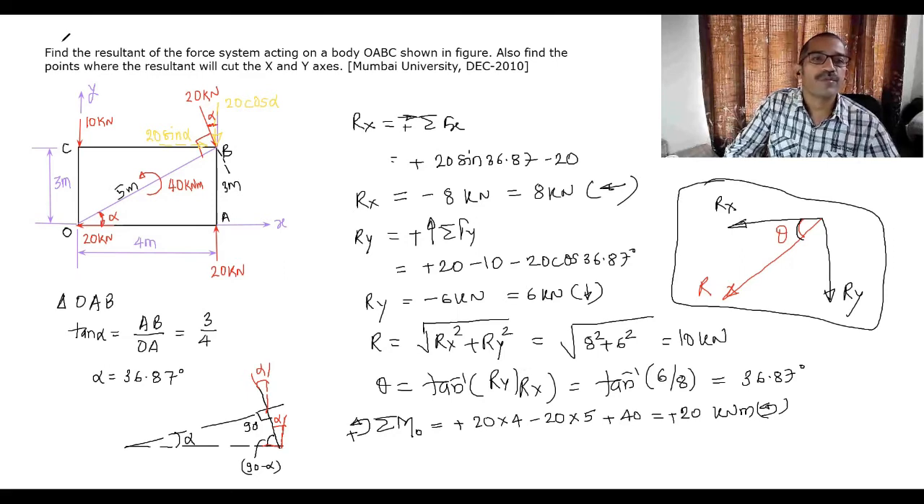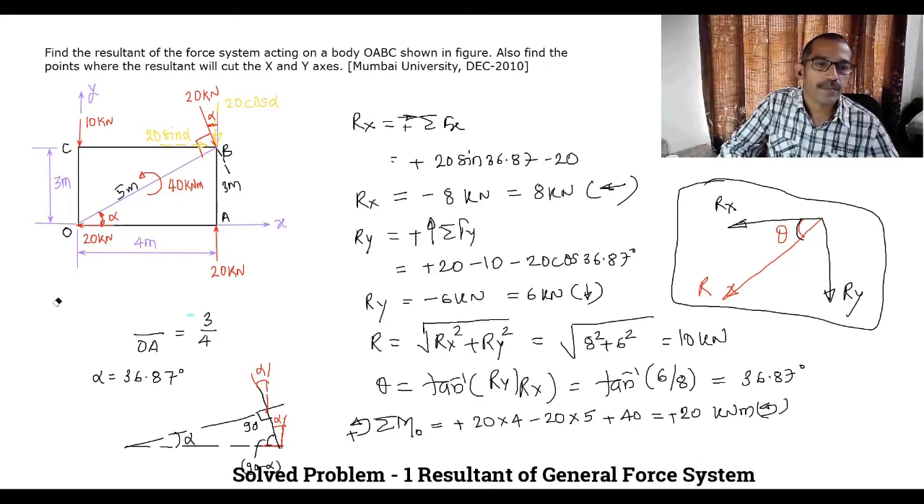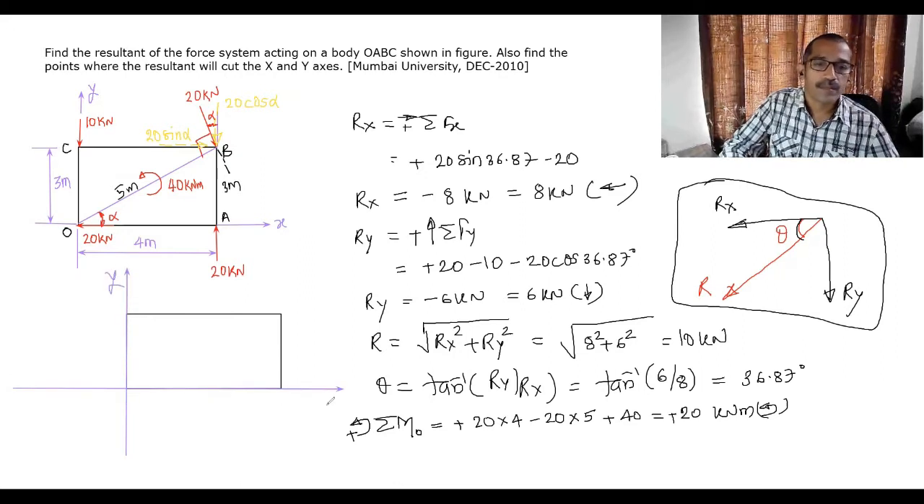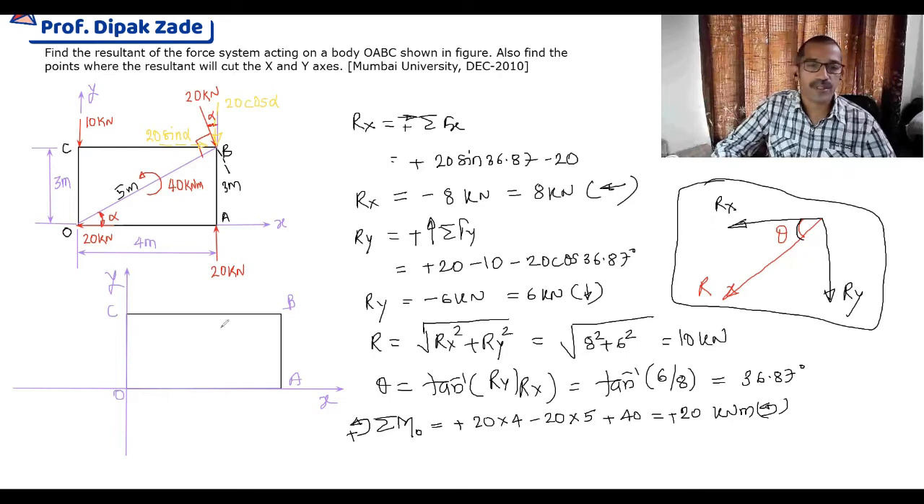The next step is very important. In the next step, what will we do? Here I will draw one figure, the same plate, but as we are finding the resultant, we will replace all the forces by a single force. So below this given figure, I will draw the same plate, and then we'll try to add that resultant. A single force is nothing but the resultant, right? Just a minute. Okay, see here. Now all these forces we are replacing by this resultant.